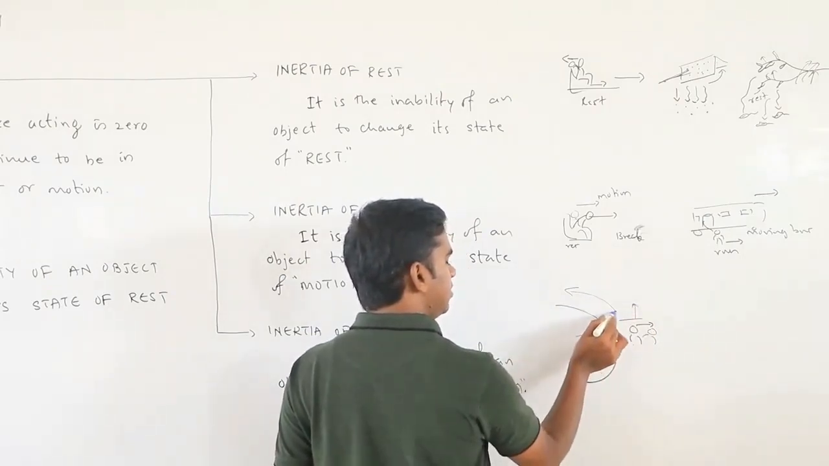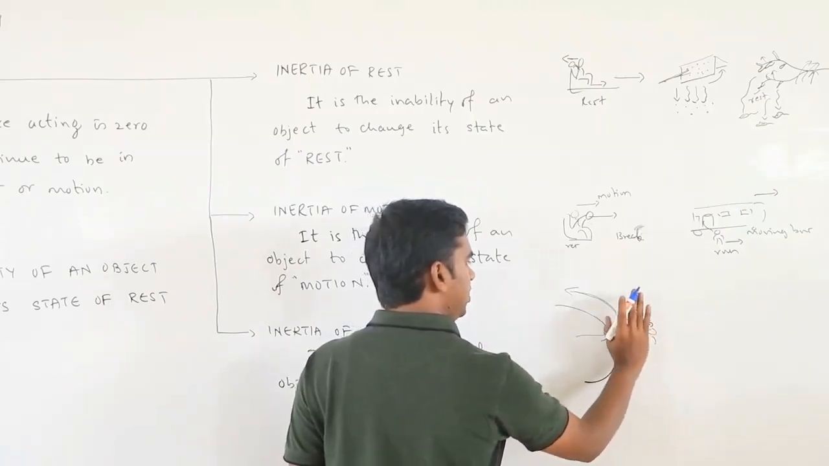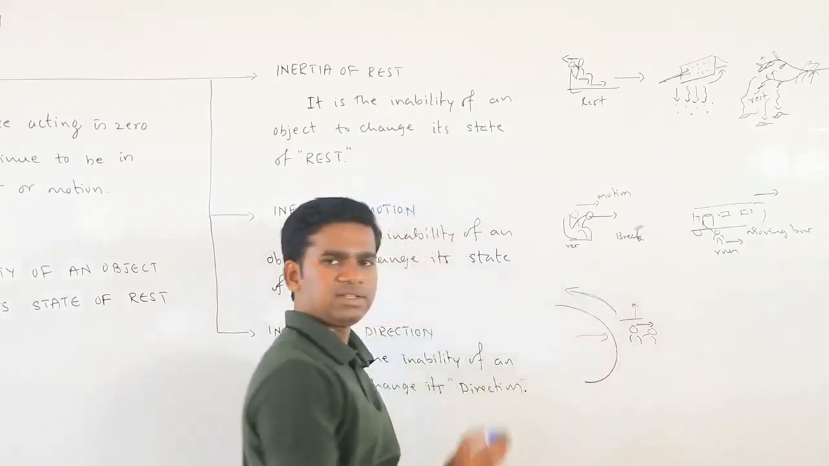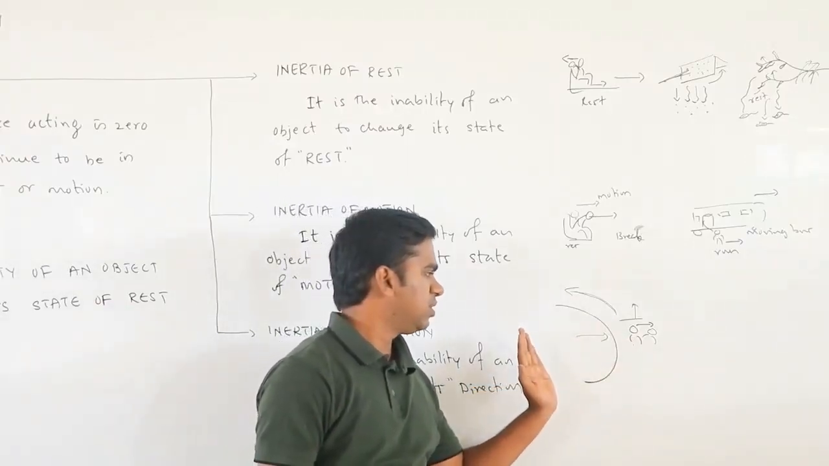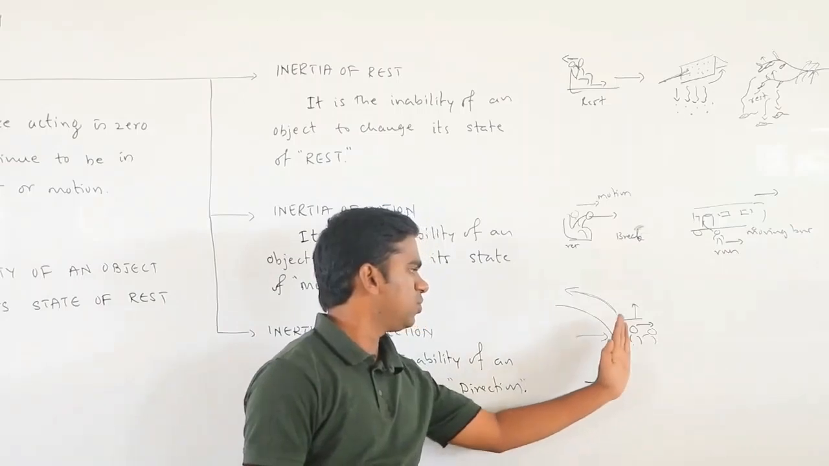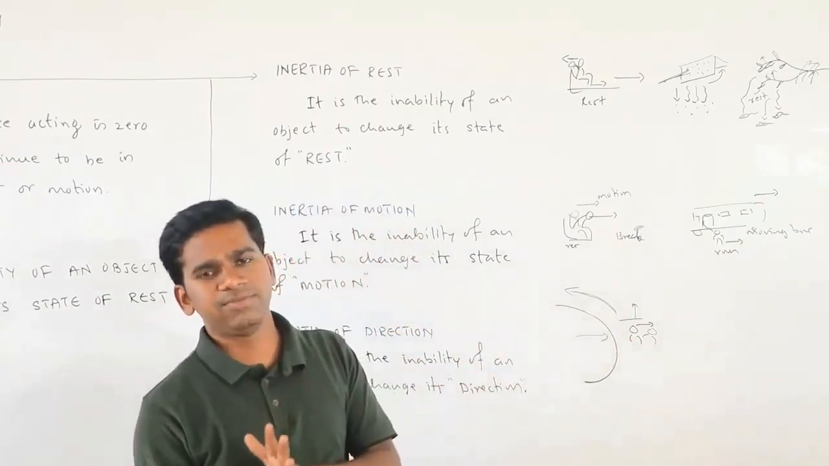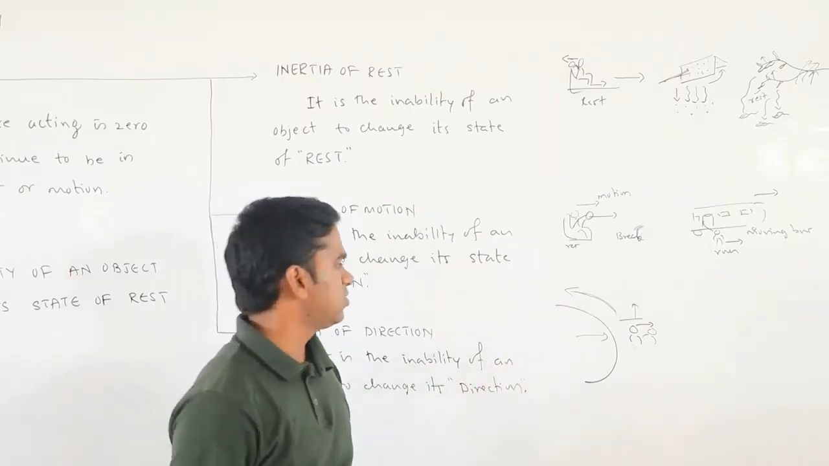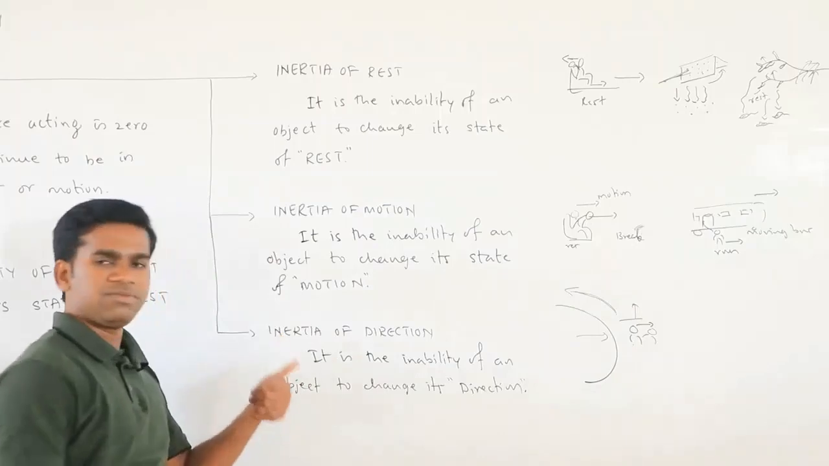Suddenly, when the direction of the bus changes, you want to remain in that same state of direction. Your body is unable to suddenly change its direction, so you feel like you are being pushed away from the center. That is the day-to-day life experience of the inertia of direction.